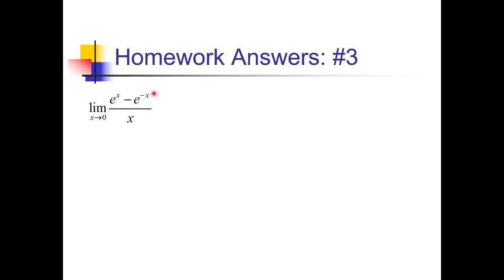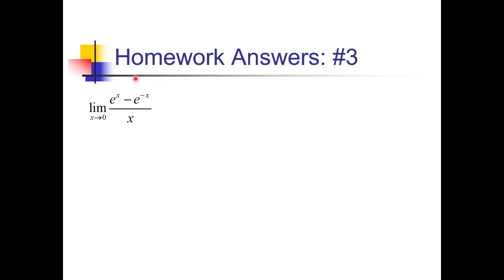On this problem, I want the limit as x approaches 0 of (e to the x minus e to the negative x) over x. If I just plug in 0, I definitely have 0 in the denominator. So just to be on the safe side, in case this ends up indeterminate, let me just start taking the limit of each side of the fraction individually.